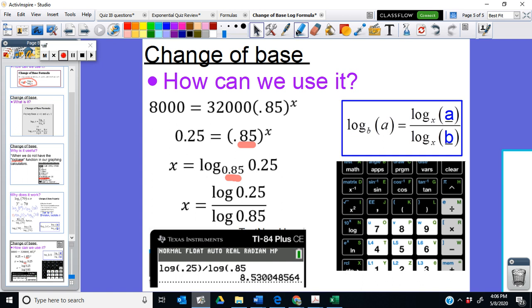So again, to recap, use this log key, take the evaluated part, divided by your base, and you will get your value. And for us, it was 8.53.